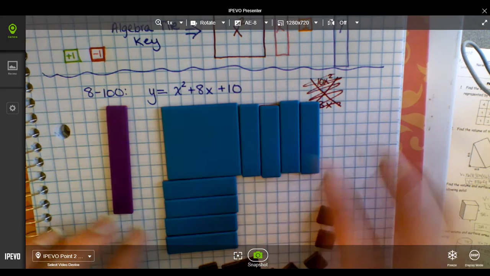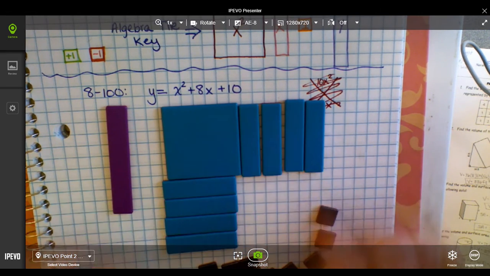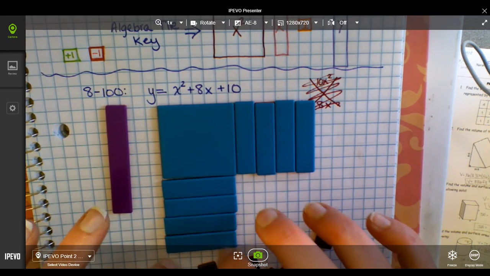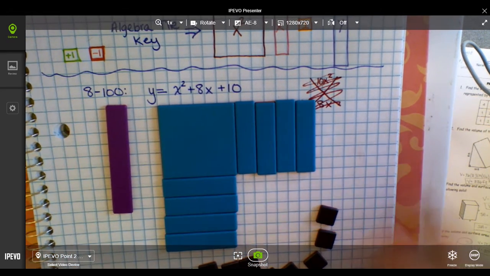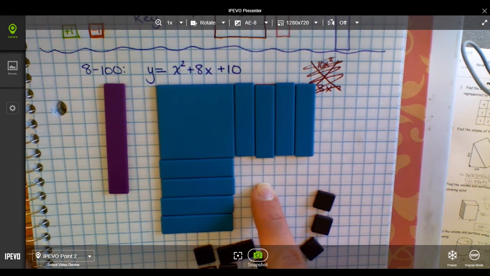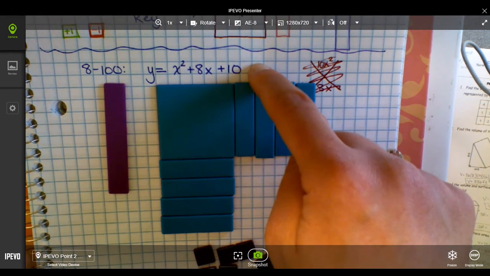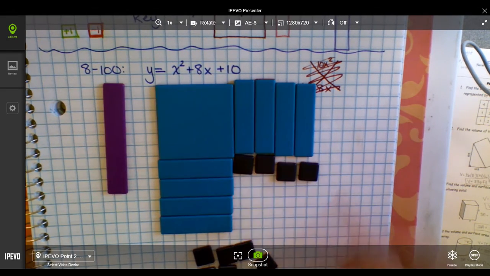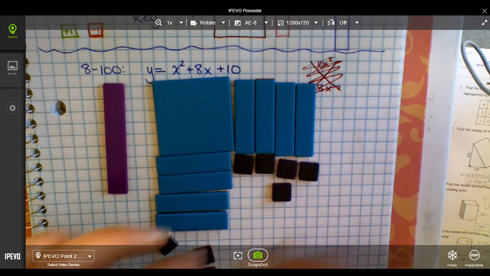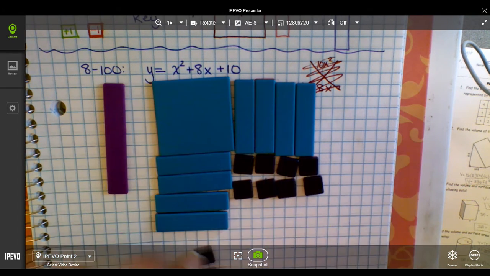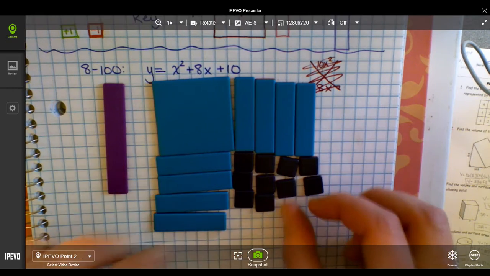So if I have 8 x's, which is these long pieces, that means I should be splitting them up into 4 and 4 over here. Then, if I'm going to complete the square, obviously I'm missing a whole bunch of pieces. Now for this particular problem, I only have 10 ones. So I have 1, 2, 3, 4, and then I have another 4. Whoops, they stick to my fingers. And then I just have 2.